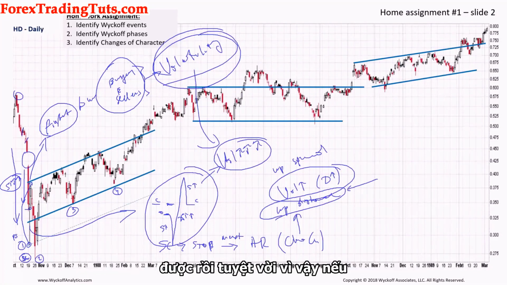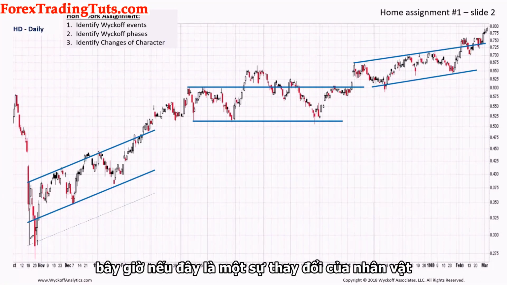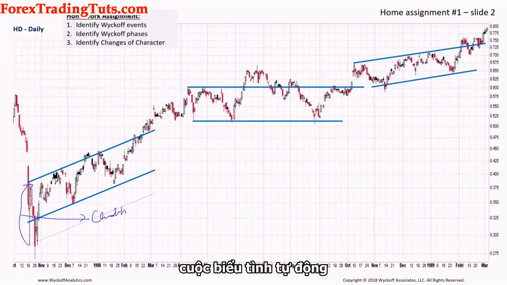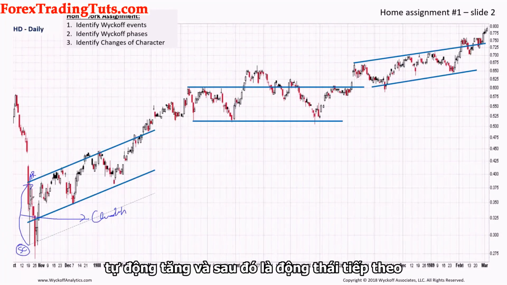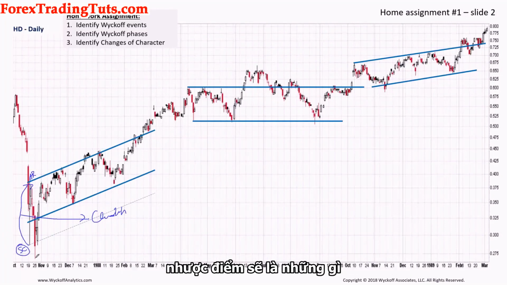Okay, great. So if this is a change of character, then where is our selling climax and automatic rally? Okay, well, so the selling climax should be the lowest point of this. Okay. Yeah. Automatic rally, and then the next move to the downside is going to be what?